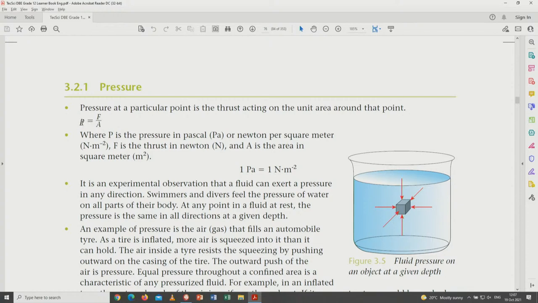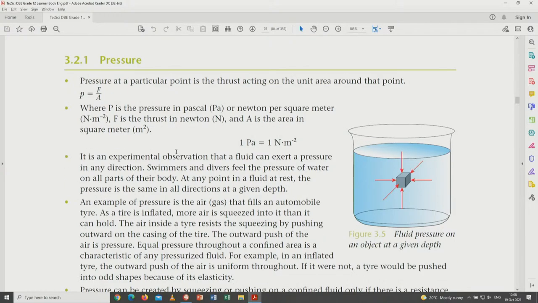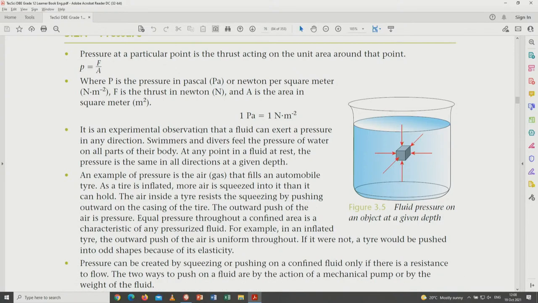I think here we have to have a capital P, where P is the pressure in pascals or newton per square meter, and F is the thrust in newtons, and A is the area in square meters. So in simple terms, although now we'll be looking at fluids or liquids, we still use the same concepts of pressure, where we are using P for pressure, F for force in newtons, and the area in square meters. So it's still basically the same thing that we have done earlier.